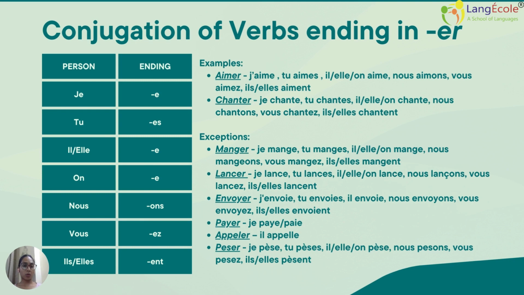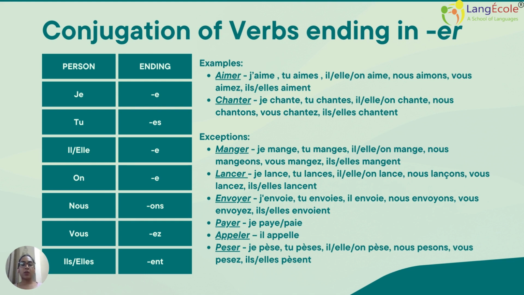These were the rules of how to conjugate the verbs that end with er, but there are some exceptions. For example, for the verbs that end in ger, we add an e before the letter o in the nous form in order to preserve the pronunciation of the g. For example, in the manger verb, it becomes nous mangeons. So we have added an e after the g to preserve the pronunciation of the manger verb.